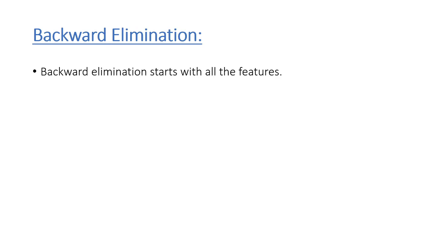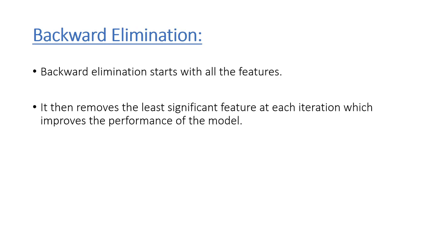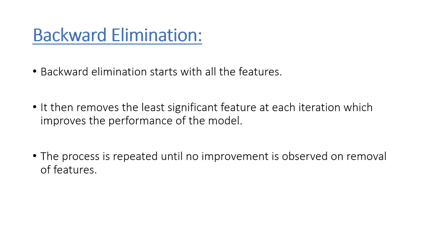Backward elimination. Backward elimination starts with all the features. It then removes the least significant feature at each iteration, which improves the performance of the model. The process is repeated until no improvement is observed on removal of features.